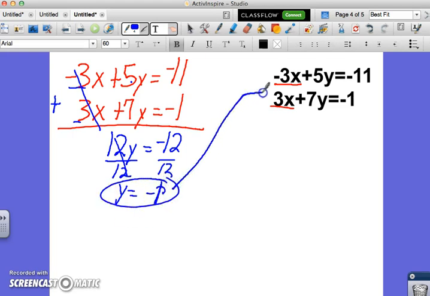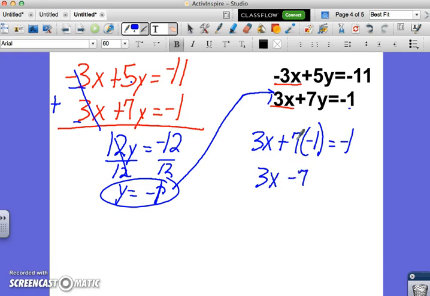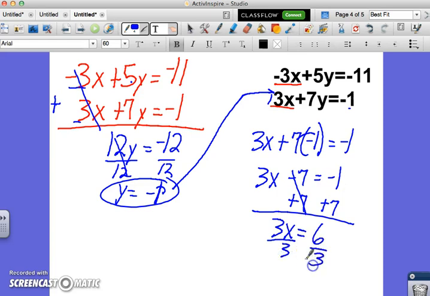Now we come back over here, plug it in. I'm going to plug into the bottom one because numbers look a little smaller. Well, at least this one is. So 3 times x plus 7 times my y, which is negative 1, equals negative 1. So 3x minus 7, because 7 times negative 1 is negative 7, equals negative 1. Add 7 to both sides. Those eliminate. Now we have 3x equals negative 1 plus 7 is 6. Divide by 3, we get x equals 2.